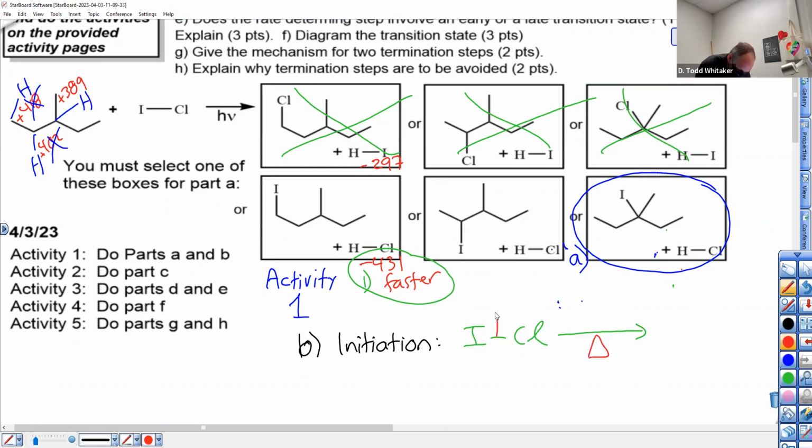The mechanism is very simple. Half the bond goes there, half the bond goes there. Getting rid of my stray dots. Very radical page here. I dot plus Cl dot. That is an easy step to memorize, isn't it?